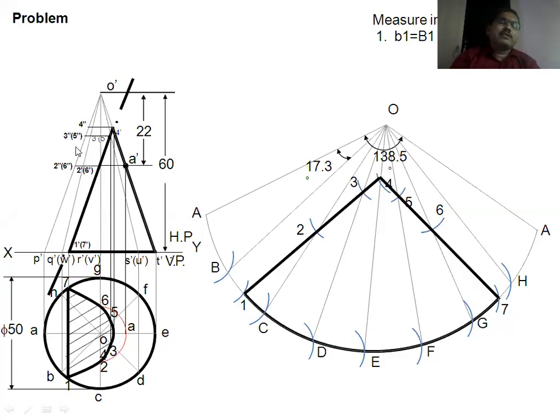Then what is next? So you have drawn all the generators. Then you have to set a cutting plane. The position for the cutting plane is given as 22 mm from the apex. So this 22 mm distance is set, and this cutting plane is parallel to one of the generators.